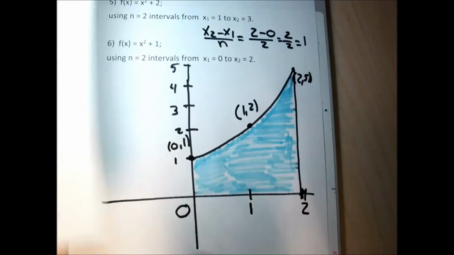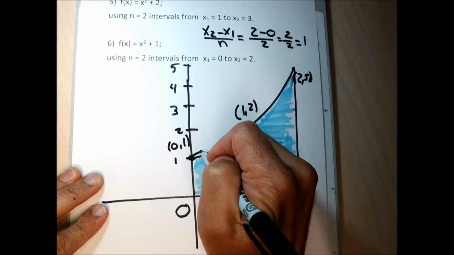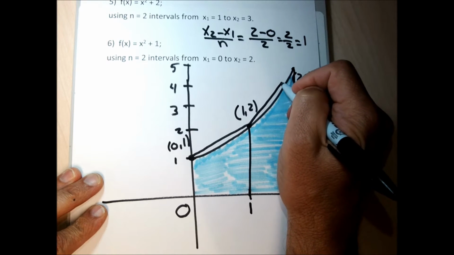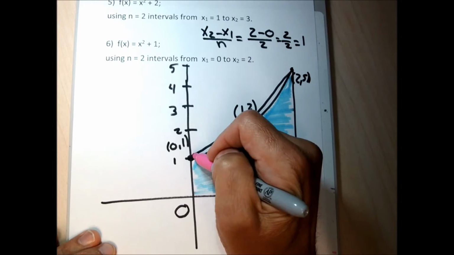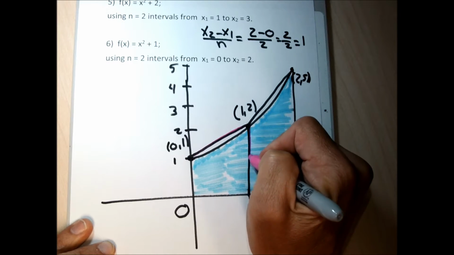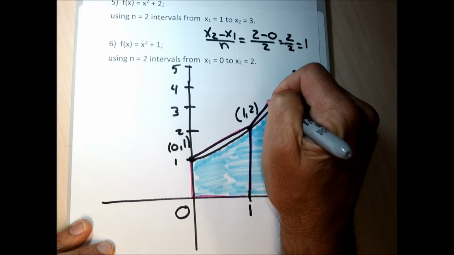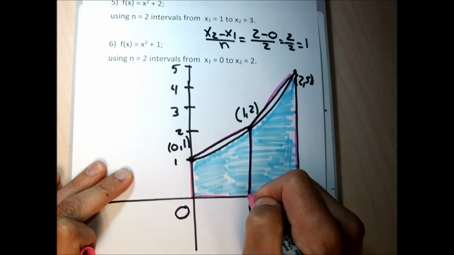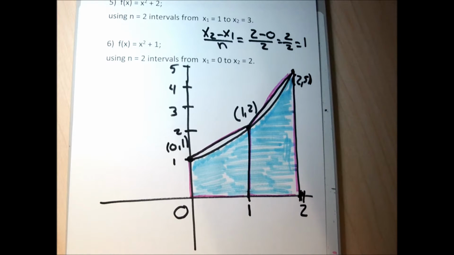Part D, draw the trapezoids. First trapezoid is going to be that one. Second trapezoid is going to be that one. Maybe I could color them in different colors. I don't know if it's going to help or not. But my first trapezoid is that trapezoid. My second trapezoid is, oh, sorry about the disgusting noise. My second trapezoid is that trapezoid. And each trapezoid is going to slightly overestimate the actual area.